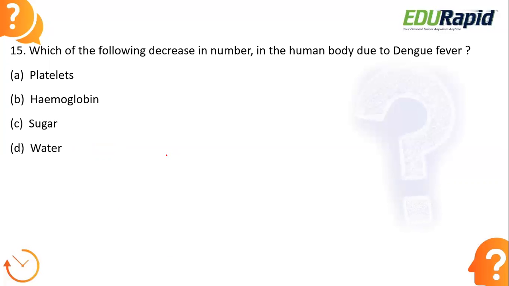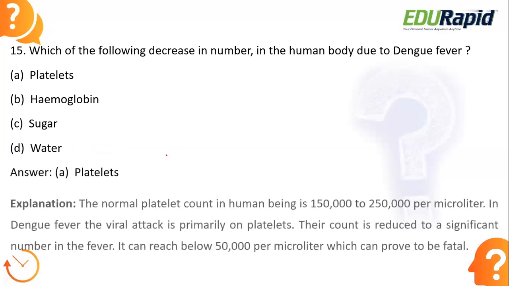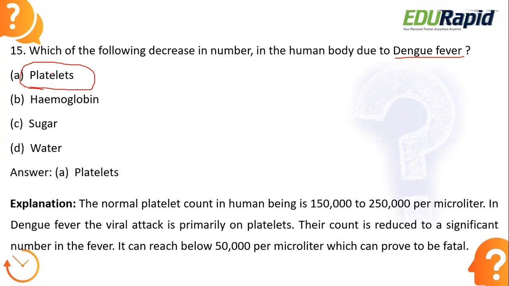Okay, here the right answer is option A, platelets. Specifically, when a person starts suffering from dengue fever, the virus that enters is a viral attack that primarily targets the platelets in the blood. It is one type of blood cell. In a normal healthy person, the platelet count ranges from 1,50,000 to 2,50,000 per microliter. So within 1 microliter, there will be 1,50,000 to 2,50,000 platelets.